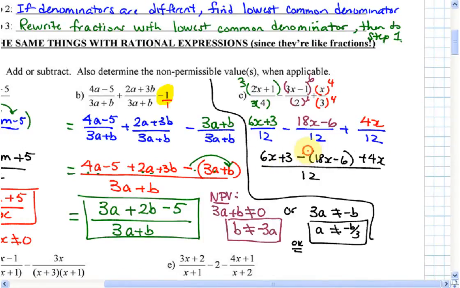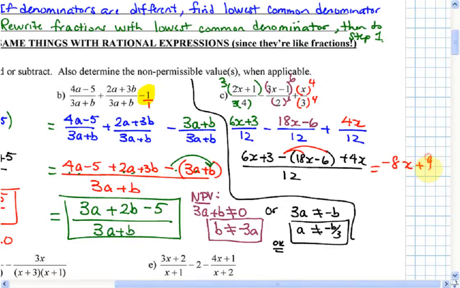What's 6x minus 18x plus 4x? Negative 8x. And then 3, now this is minus negative 6, so that's plus 6. What's 3 plus 6? 9. And there you go.